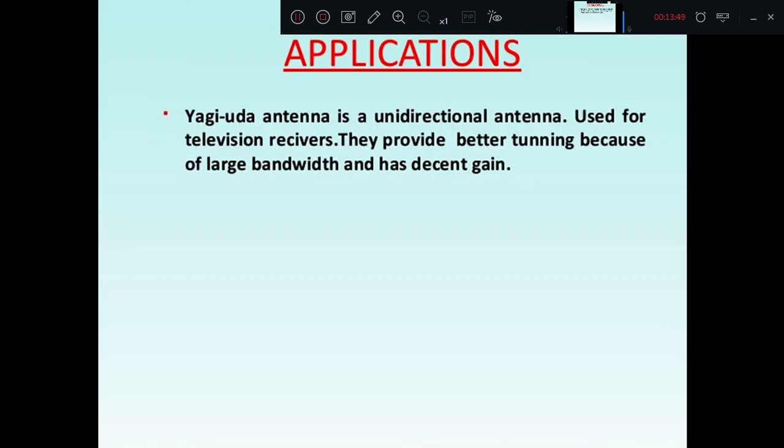As for applications, it is a unidirectional antenna, so it can be used for television receivers. They provide better tuning because of their large bandwidth and have decent gain. So this is about the introduction, working principle, construction, advantages, disadvantages and applications of the Yagi-Uda antenna.